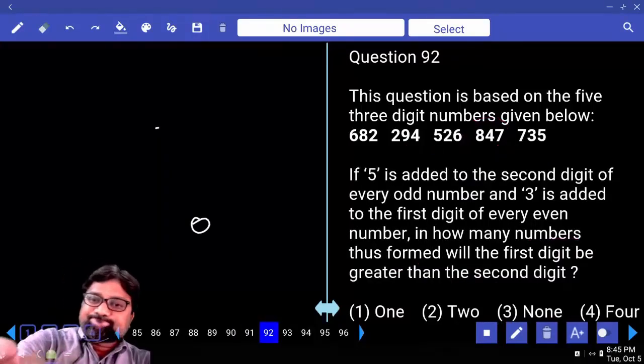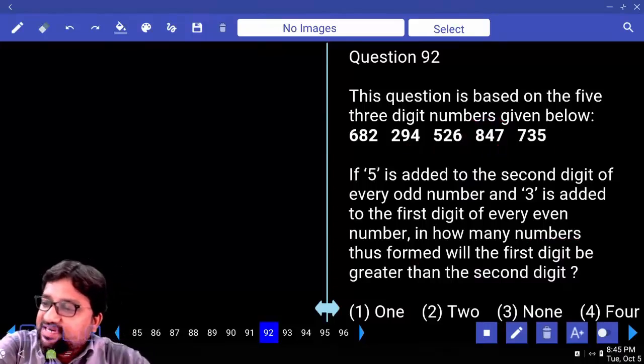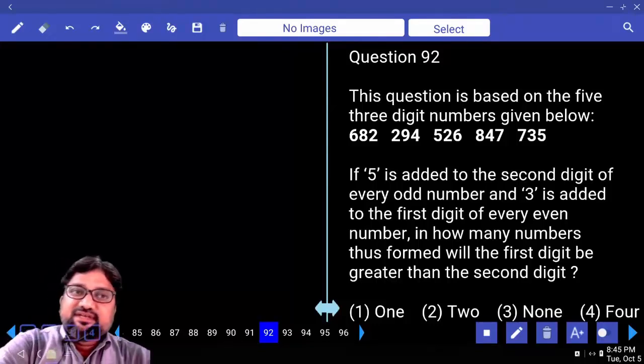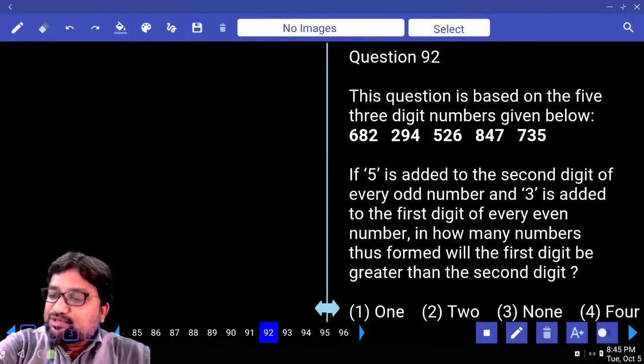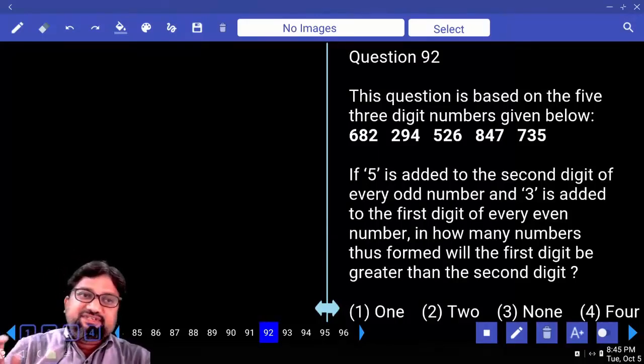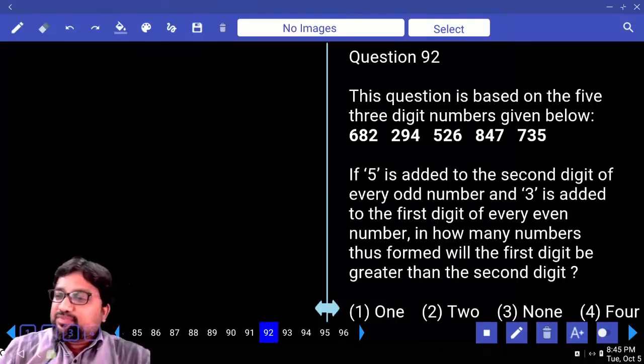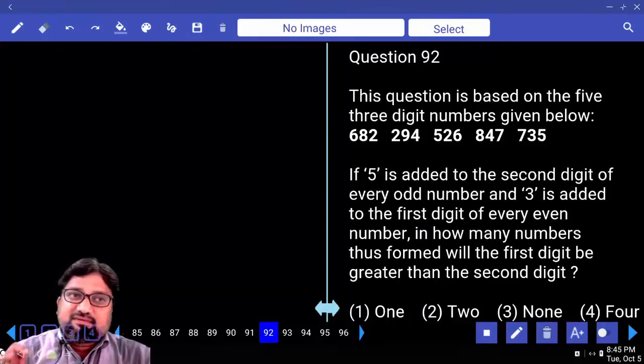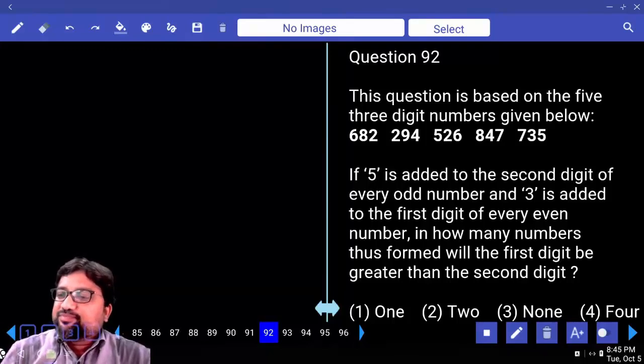92. If 5 is added to the second digit of every odd number and 3 is added to the first digit of every even number, then in how many numbers thus formed will the first digit be greater than the second digit? 5 is added to the second digit of every odd number. How many odd numbers do you see in the question? 2 odd numbers. What are those 2 odd numbers? 847 and 735.